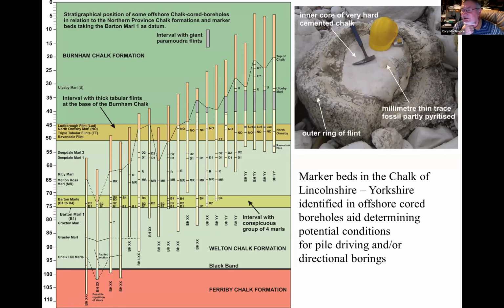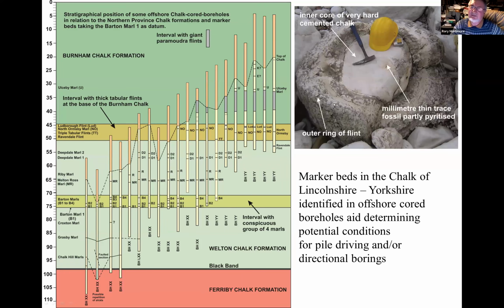And when you then start looking at the strength of flints, flints start at about 100 MPa and characteristically about 250 MPa. But when you get these giant paramudra flints, you're talking about things which, when we've tried to crush them in the big machines, go up to over 1,000 MPa. So within the chalk, you've got two completely different materials and totally different engineering characteristics. You've got the flints, which can be extremely strong, and you've got the very weak chalks.